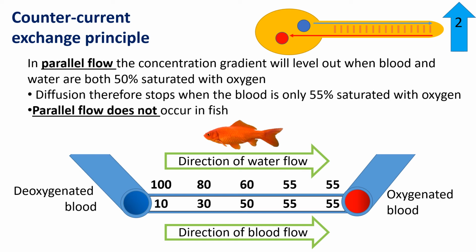Now we refer to that as a parallel flow because the direction of water and the direction that the blood are traveling around the gill lamella are parallel to each other. And I'll say again, this is not really what happens. It is wrong, but we're talking you through to explain why this doesn't happen. And it'll maybe make a little more sense when you see what does happen.